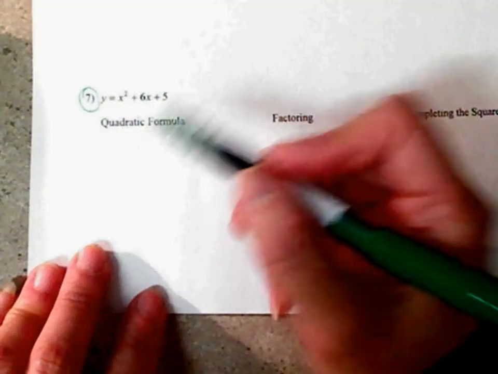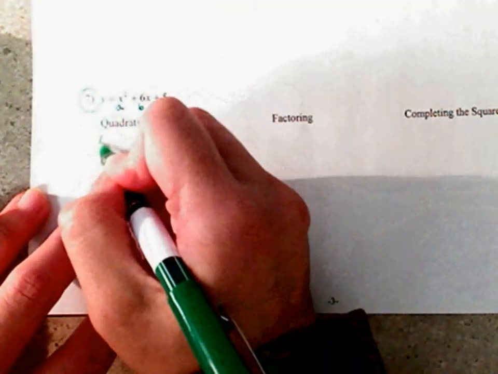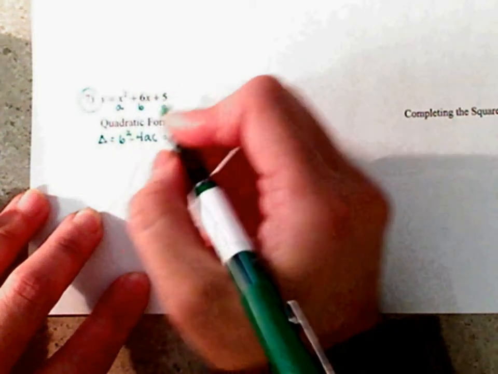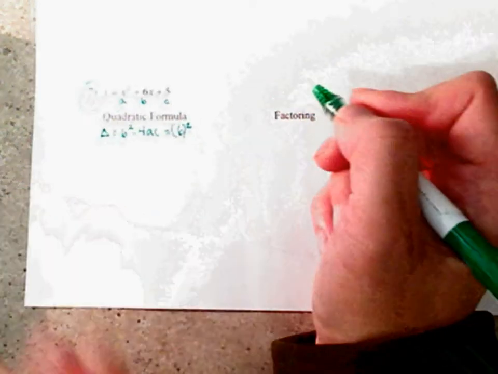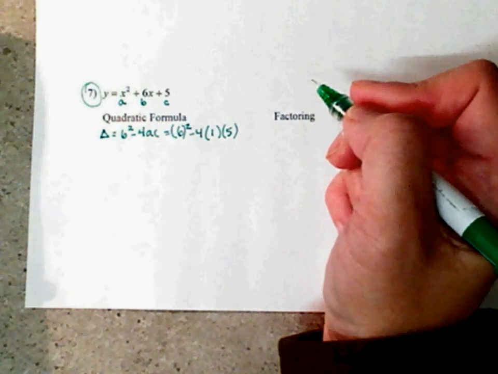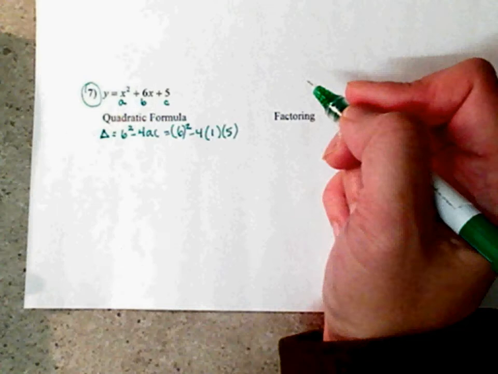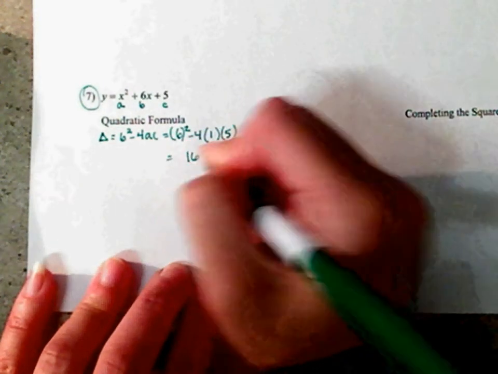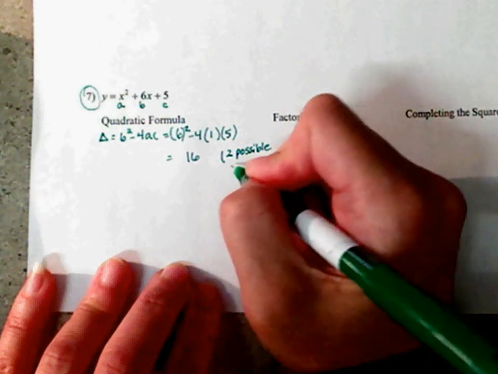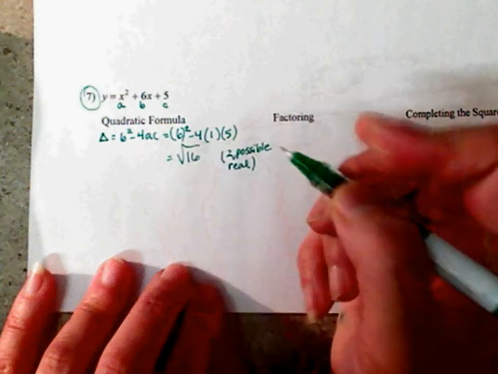Quadratic formula. It works for every one of them. Here's your a, here's your b, here's your c. Okay? Take care of your b squared minus 4ac first. So what is your b squared? 6 squared, put parentheses around them in case you have a negative, minus 4 times your a times your c. Well, that comes out to be 6 squared minus 4 times 1 times 5, and that comes out to be 16. That tells you you're going to have 2 real possible solutions. Okay? So take the square root of 16, and that comes out to be plus or minus 4.